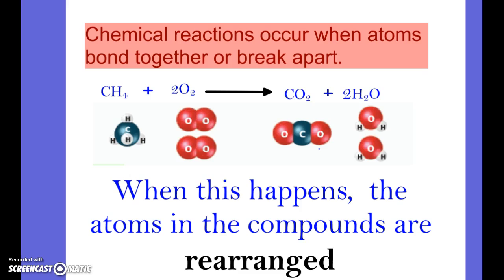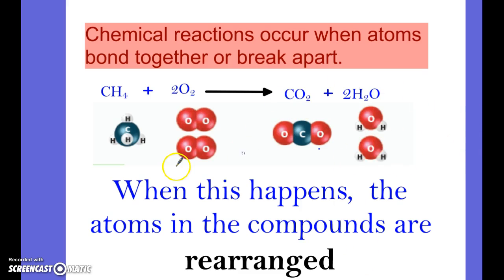Here's another reminder that will help you with the rest of this worksheet. Just to remind you that chemical reactions occur when atoms bond together or break apart. And when this happens, the atoms in the compounds get rearranged. That word there is really key. Things don't get rearranged unless you produce new substances, and new substances don't get produced unless you have rearranged the atoms.